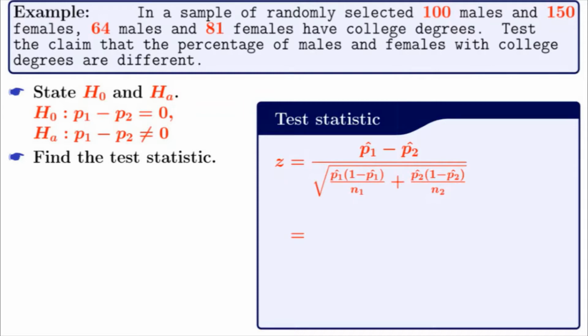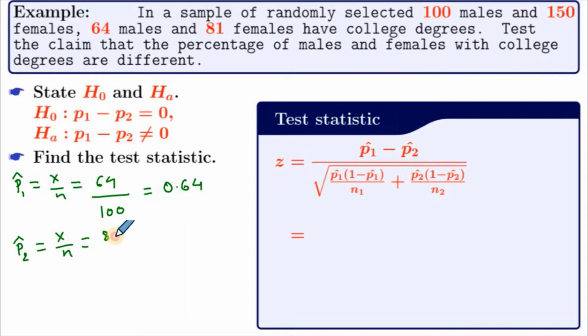Now let's find the test statistic using this formula here. Looking at this formula, we know we need P1 hat, P2 hat, N1 and N2. So let's write them down. Our P1 hat is given by this formula, X over N. So our X is 64 and our N is 100. Therefore, our P1 hat is 0.64. And our P2 hat equals X over N, which is 81 over 150. That is equal to 0.54. And our N1 is 100 and our N2 is 150.